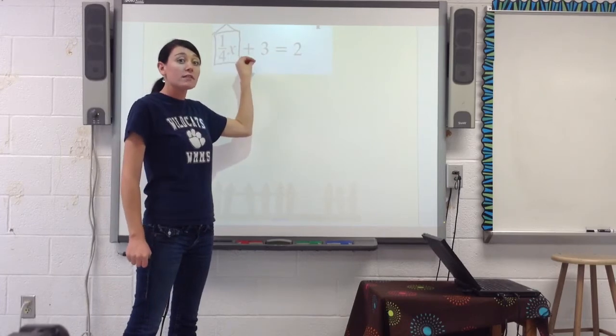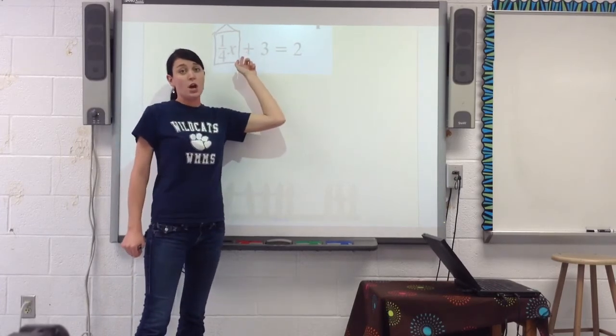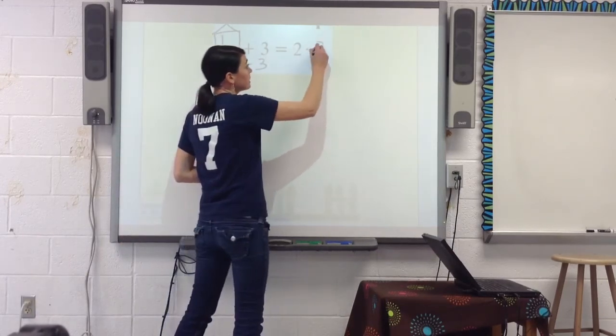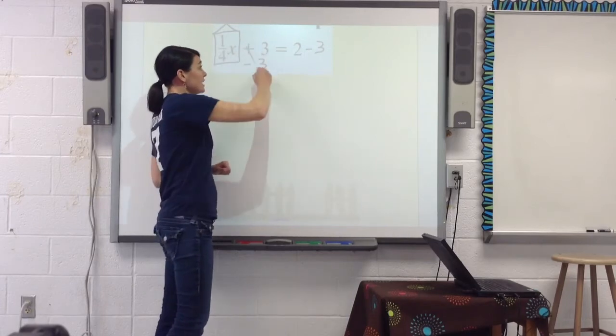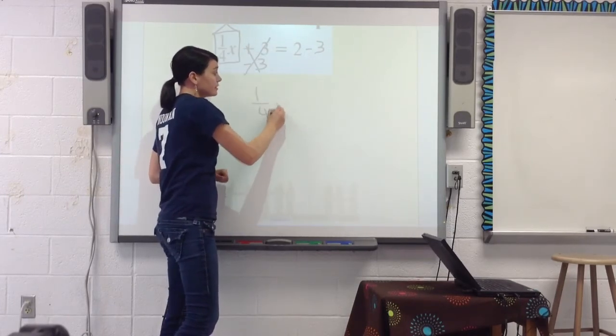In order to get rid of a plus 3, we need to do the inverse operation of addition, which is subtraction. So we're going to subtract 3 from both sides. On this side, it cancels. Bring down that 1/4 x.